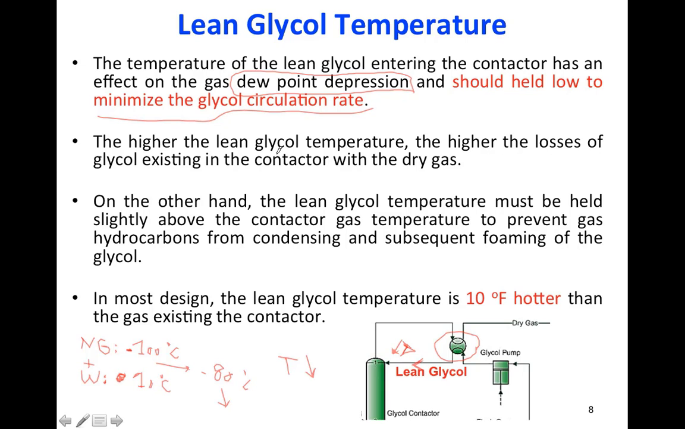Then, okay, the higher the lean glycol temperature, the higher the loss of glycol exiting the contactor with the dry gas. So if you have a higher temperature here, your glycol will be vaporized more, so you will lose more glycol. The glycol will go to the gas phase, the dry gas that is leaving your column here. So we have to adjust this lean glycol inlet temperature, because it affects a lot of things.